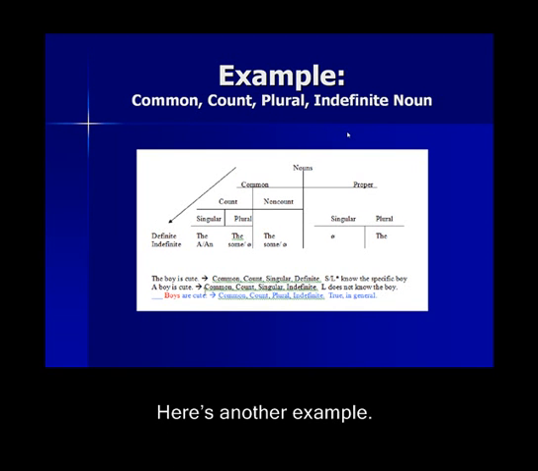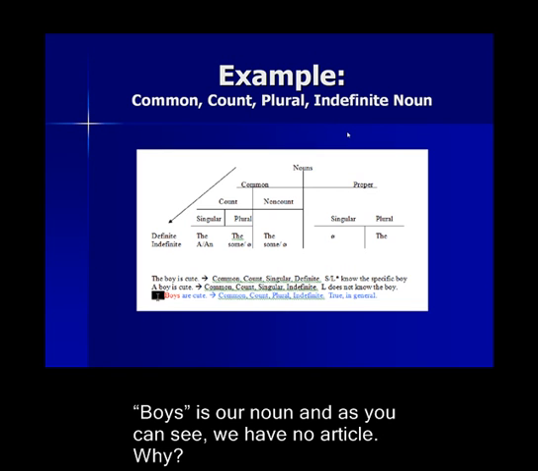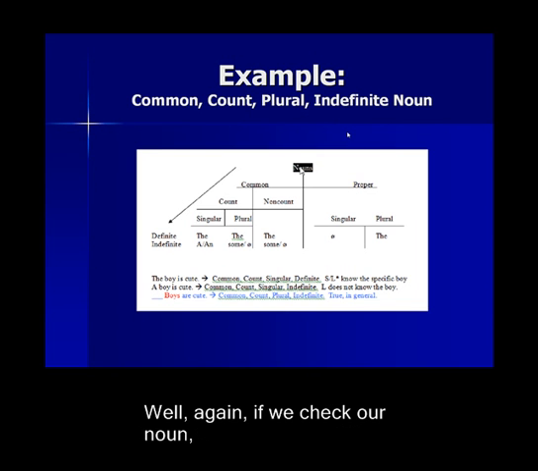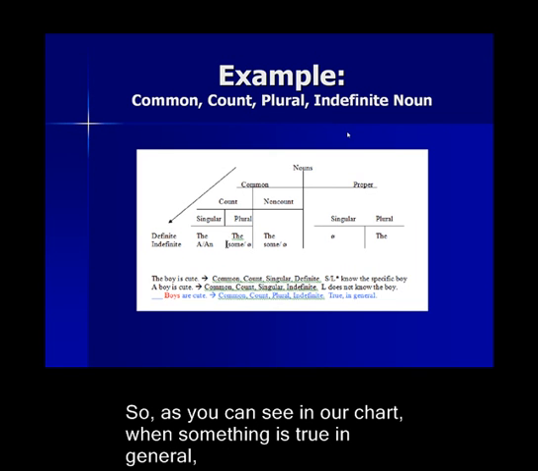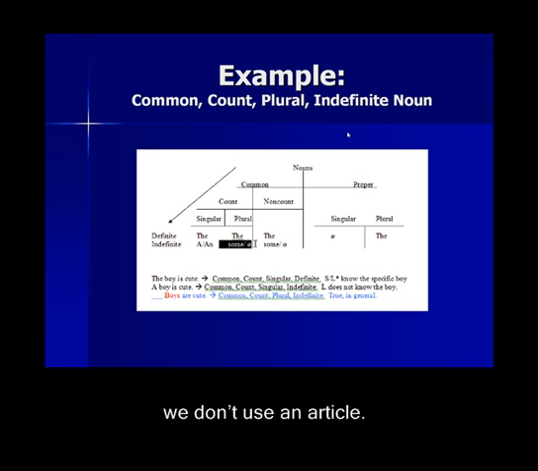Here's another example. In this sentence, "Boys are cute." Boys are our noun, and as you can see, we have no article. Why? Well, again, if we check our noun, it's common, count, plural, because it has an S, and indefinite. So as you can see in our chart, when something is true in general, we don't use an article.